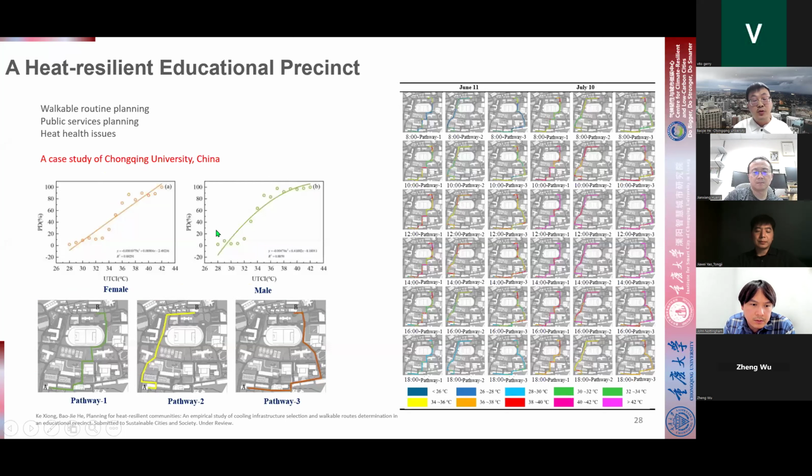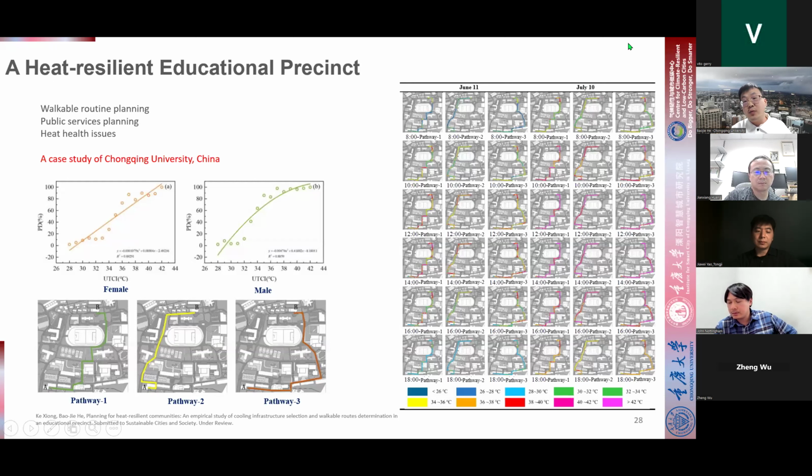The first one is to mirror the heat tolerance of the bodies of different people, like male students or female students, and also people of different ages. Based on this, we developed a threshold, and then identify which routes are walkable. On June 11th, 2023, this is a normal heat day, and July 10th is the extreme heat.